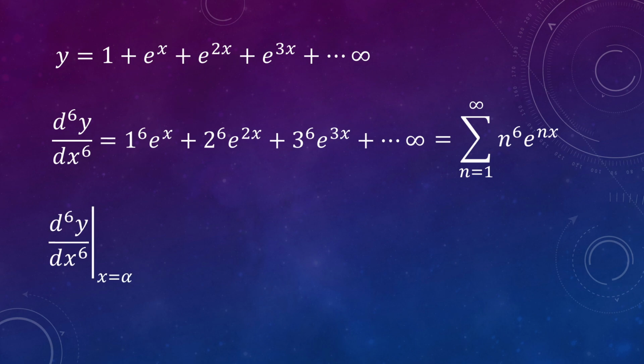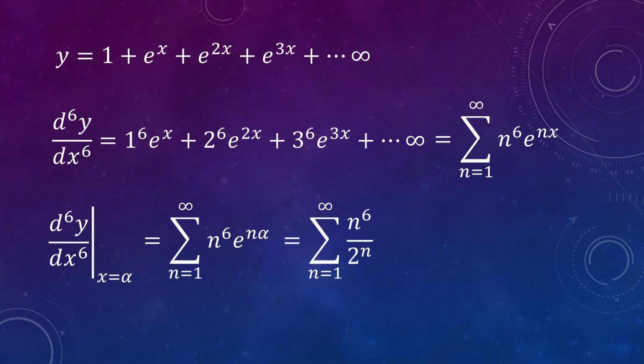So, if we take the value of the sixth derivative of y at x equal to alpha, we get the summation of n raised to 6 times e raised to n times alpha, with n varying from 1 up to infinity, which can be written as the summation of n raised to 6 over 2 raised to n, with n varying from 1 up to infinity.